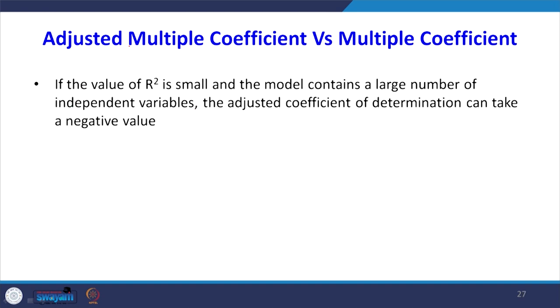If the value of R square is smaller and the model contains a large number of independent variables, the adjusted coefficient of determination can take a negative value. It is a very important point here. The interpretation of R square and adjusted R square is not the same. R square is how much variability of y is explained, but adjusted R square does not have the same interpretation. Many times, adjusted R square may become negative. You should be very careful about that.